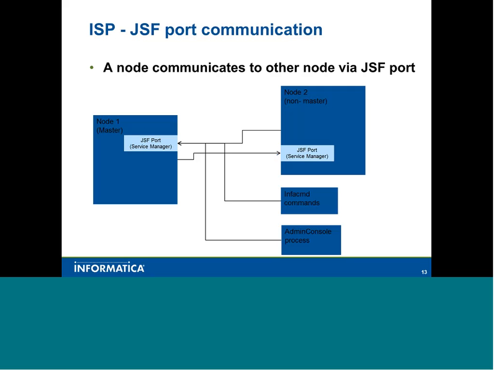Now, again from JSF, this is the architecture when there is communication for the new services framework. There is a node 1 which is the master, and a node 2 which is the non-master. From node 2, all the communication comes to the service manager port of node 1, and if node 1 wants to send any information to node 2, it will use the JSF port. In the same way, the Infa command or admin console process will be using the node 1 JSF ports.